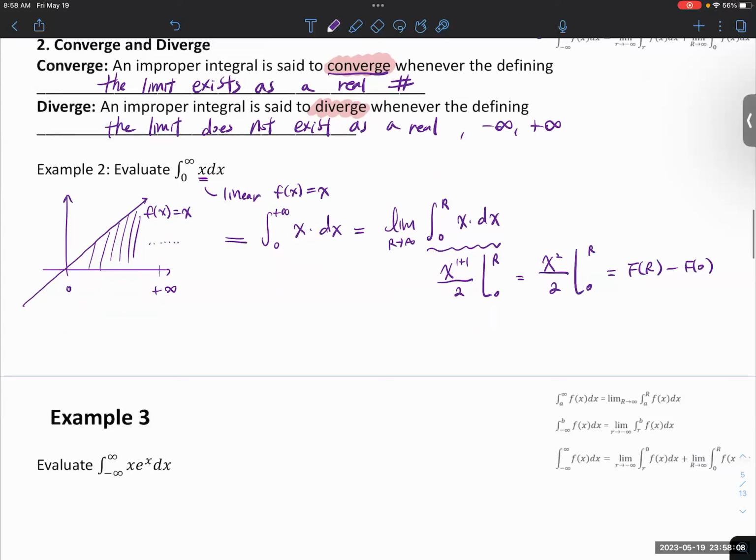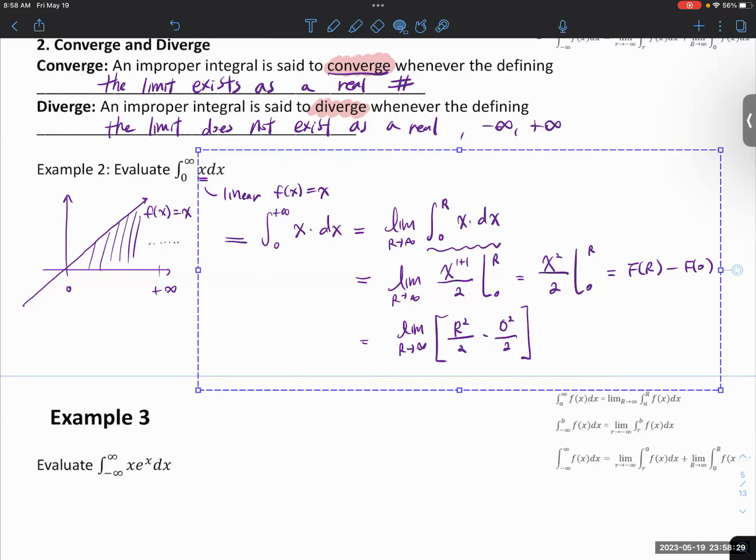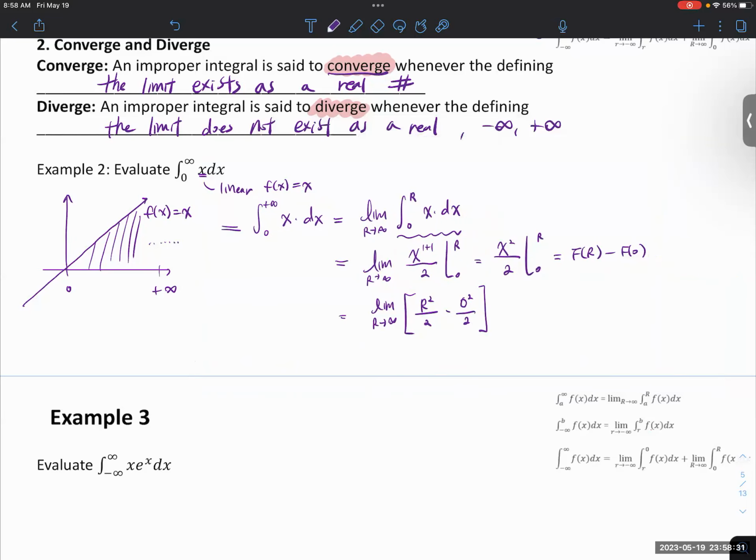So there's still a limit, limit as r approaches infinity. So we have r squared over 2 minus 0 squared over 2. Are we okay? So then what happened? This is going to be 0. 0 over 2 is 0. So we have the limit as r approaches infinity of r squared over 2.